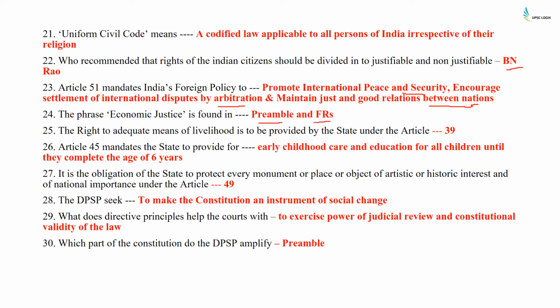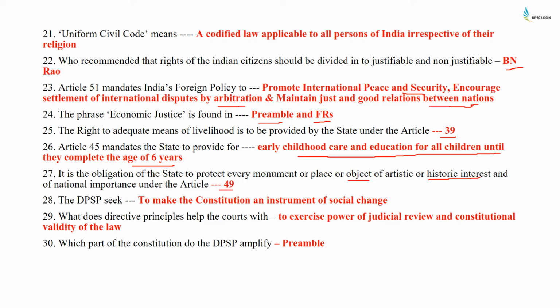The right to adequate means of livelihood is to be provided by the state under Article 39. Article 45 mandates the state to provide for early childhood care and education for all children until they complete the age of 6 years. It is the obligation of the state to protect every monument or place or object of artistic or historic interest and of national importance under Article 49.